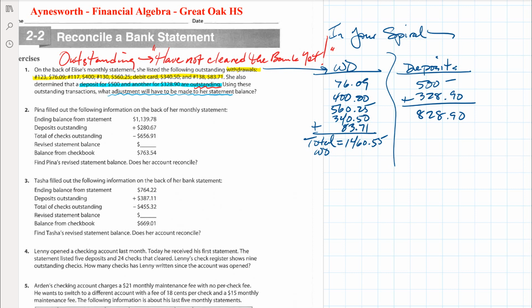These are outstanding now. They have not cleared the bank yet. So $1,460.55 went out. These are withdrawals, so I'm going to put a negative sign here. And then the total deposits are $828.90, which means that this money went in. So the adjustment in this case is going to be equal to the money put in, the deposits, which is $828.90, minus the money that went out, which is $1,460.55. What would that be equal to?